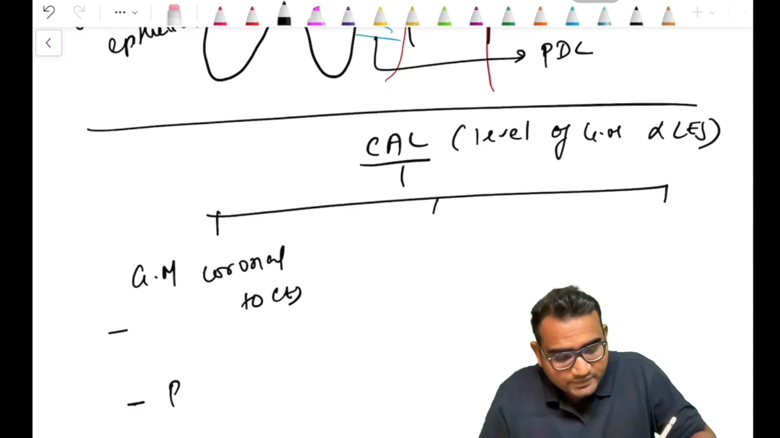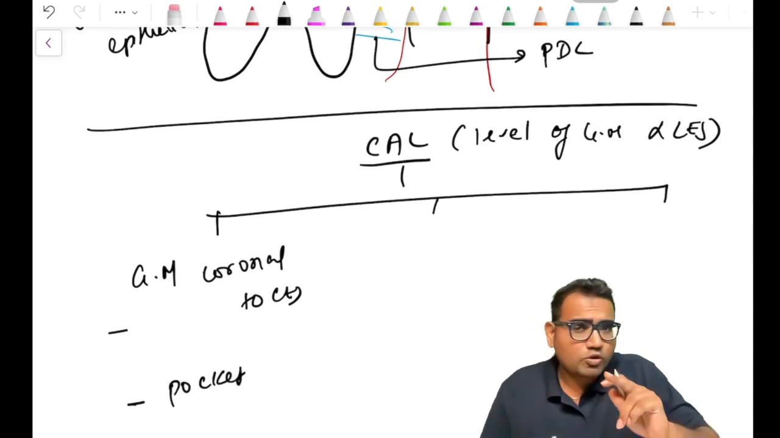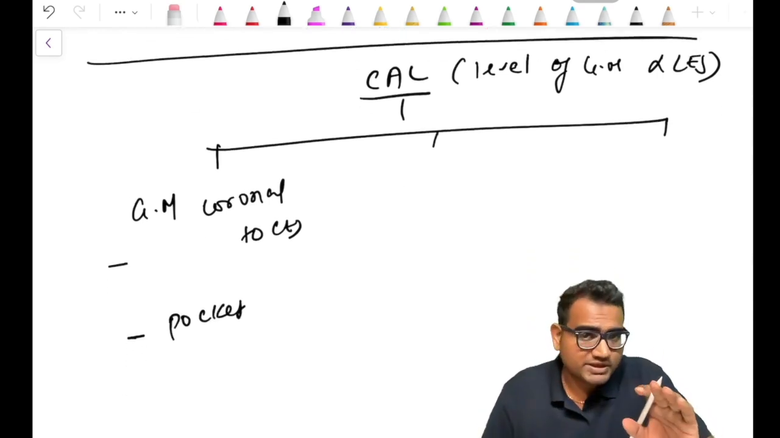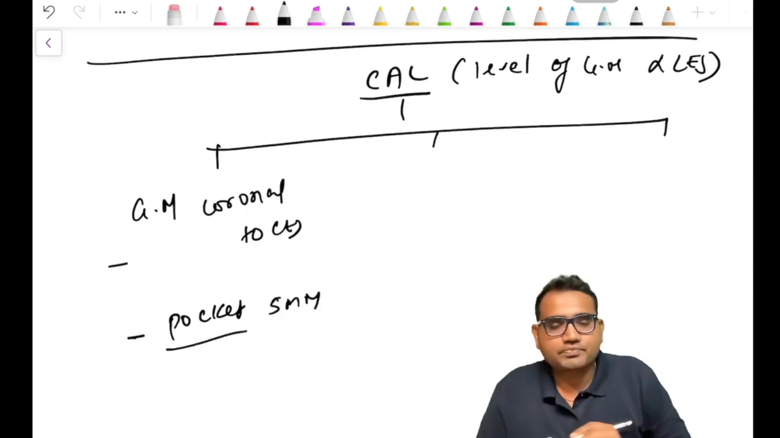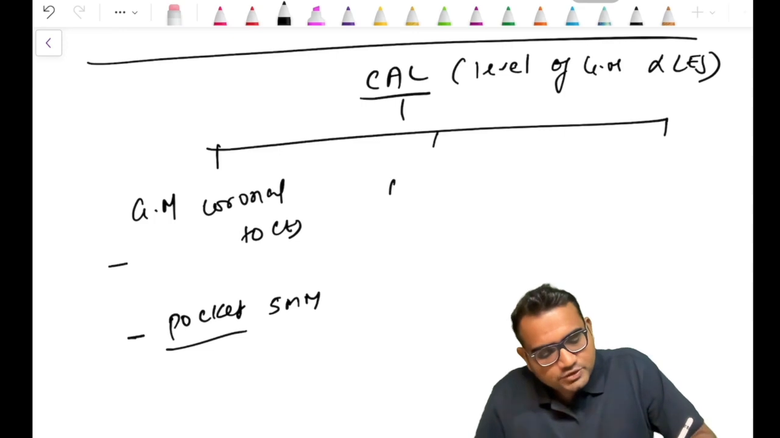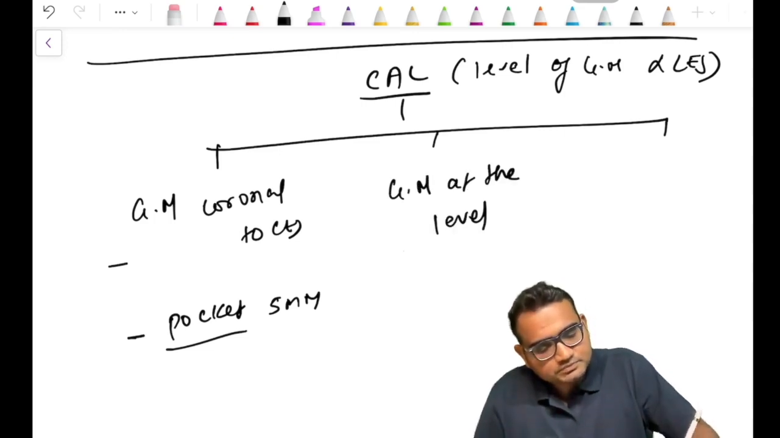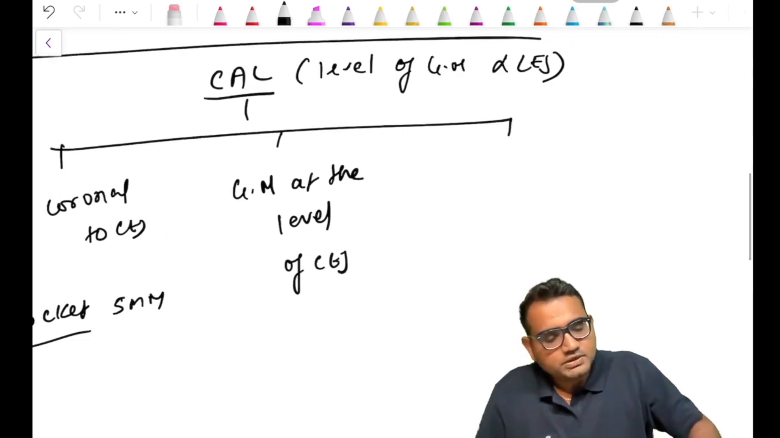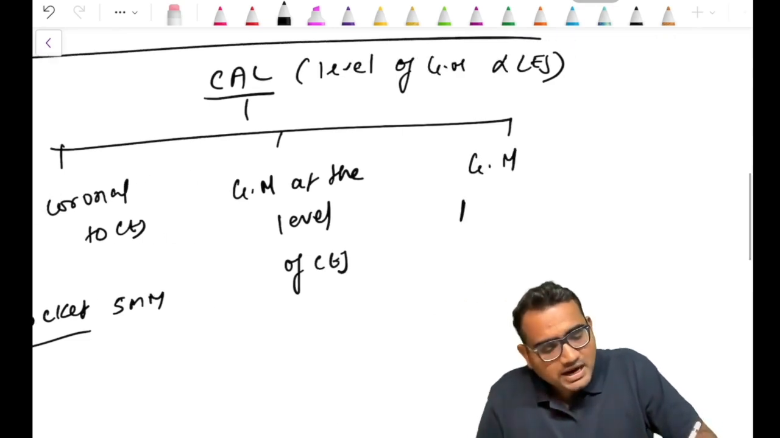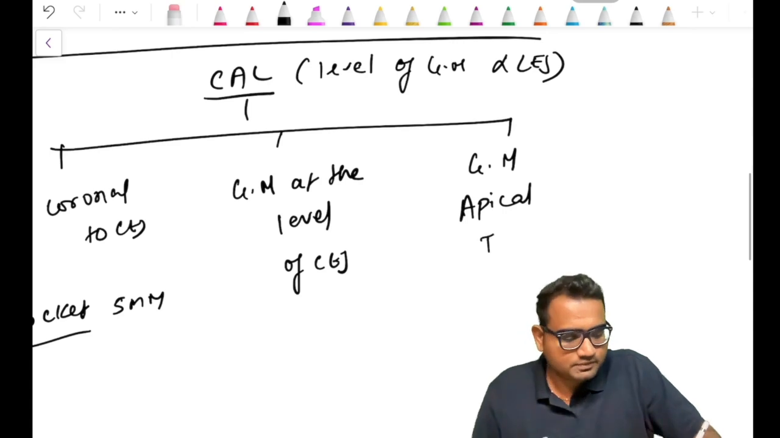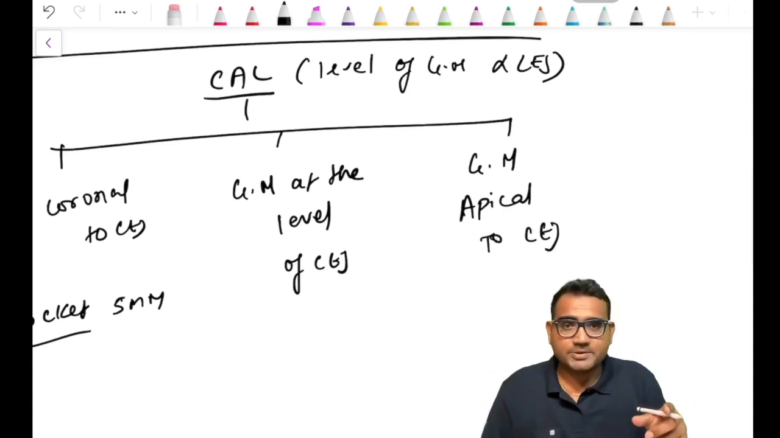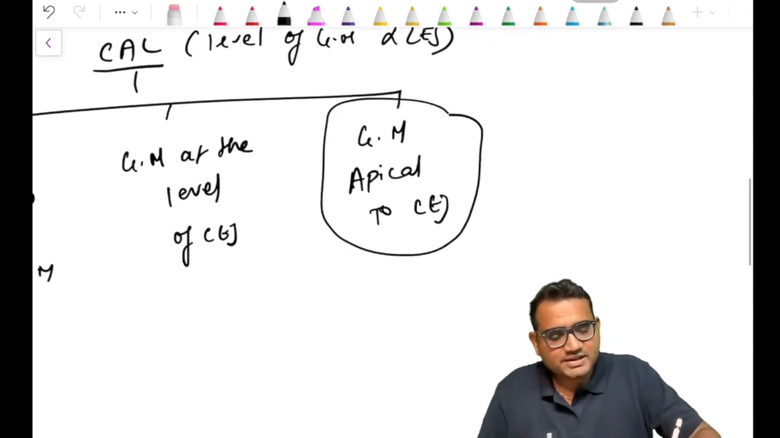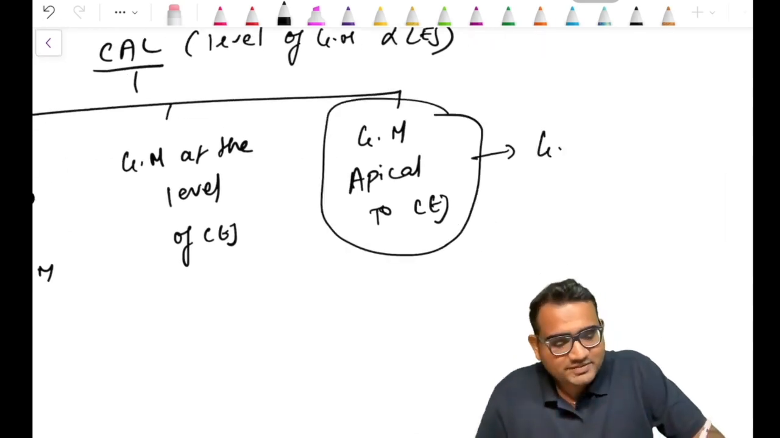but I'm having a pocket. So what is a pocket? Pathological deepening of the gingival sulcus if the probing depth is more than 3 mm. Say for example, I'm having a pocket of 5 mm. This is one scenario. The second scenario is gingival margin is at the level of CEJ. The third scenario is gingival margin apical to the level of CEJ. What does that mean? This is the classical definition of gingival recession.